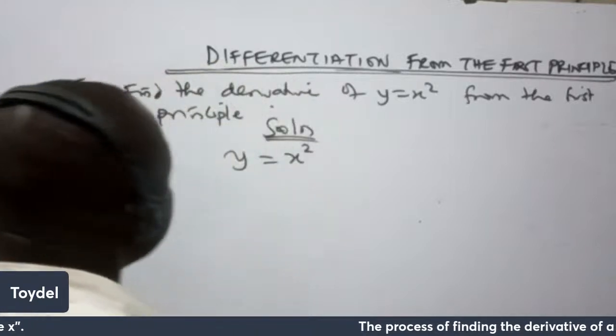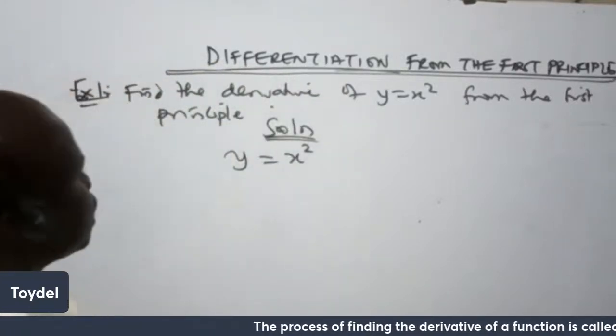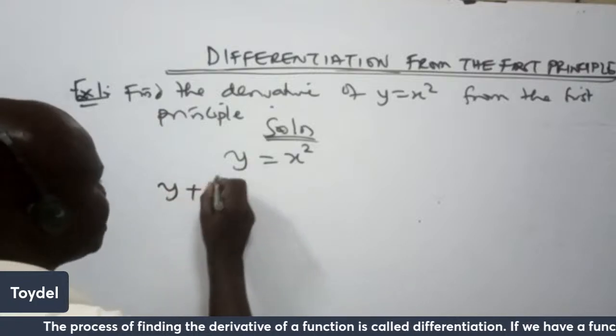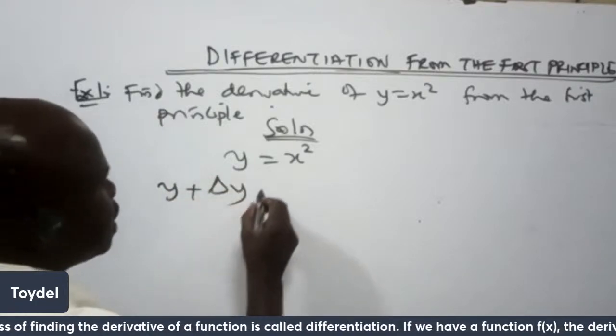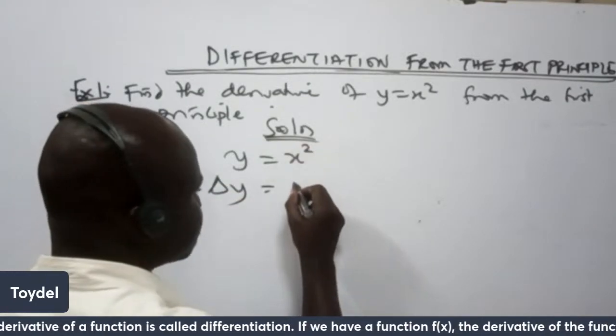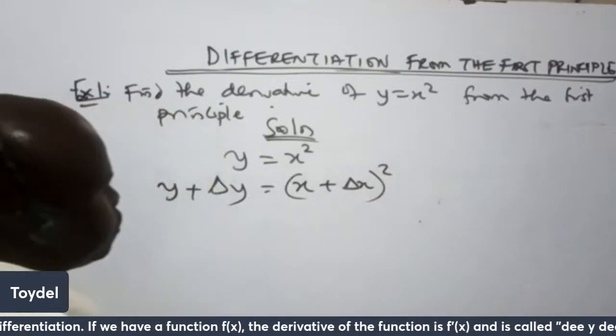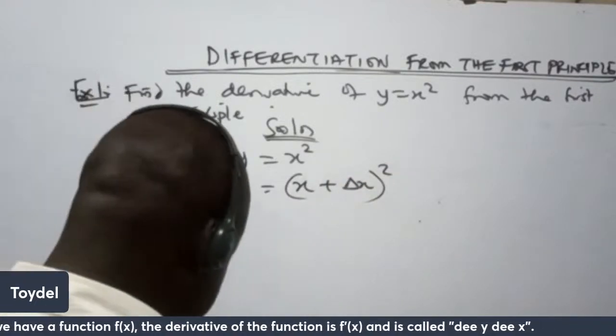So how do we find that? If you want to use the first principle, there are steps that we are going to follow. The first one is that wherever you have y, you add delta y to it. Then wherever we have x, we add delta x to it. So we have x plus delta x. That's the first thing to do if you want to differentiate from the first principle.